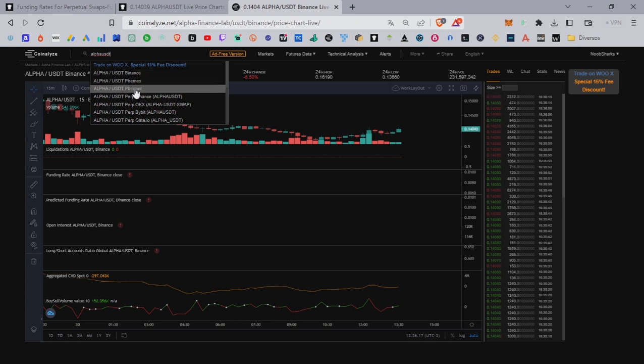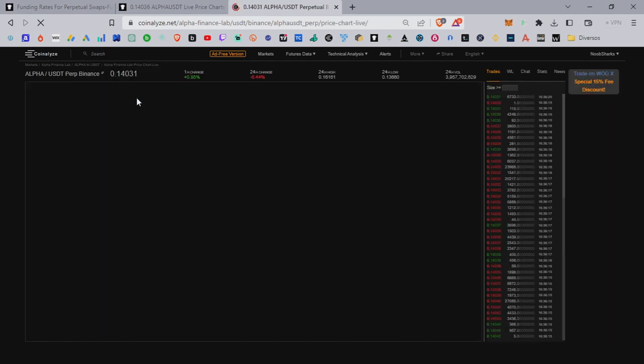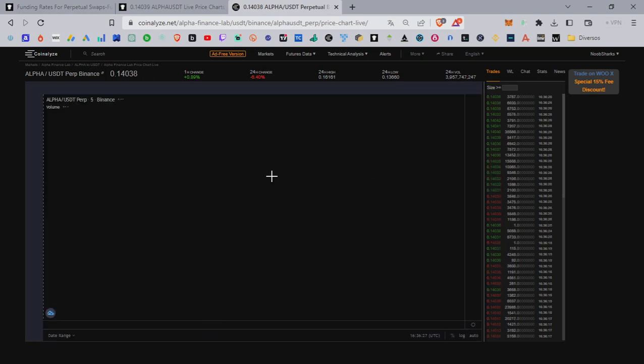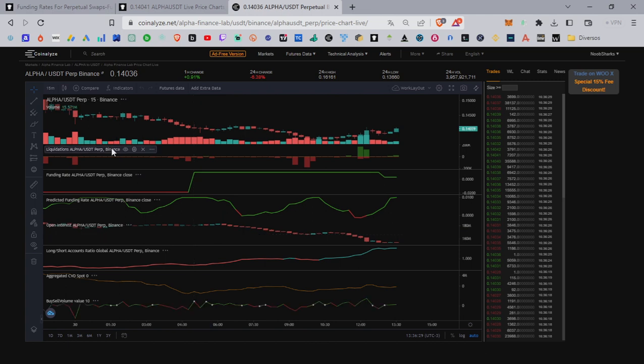We're going to find it here, ALPHA USDT perp Binance. This is what we like, right? And we are going to put this into here. Let's see what happens, and I will probably take everything out because we are going to work only with the predicted funding rate.